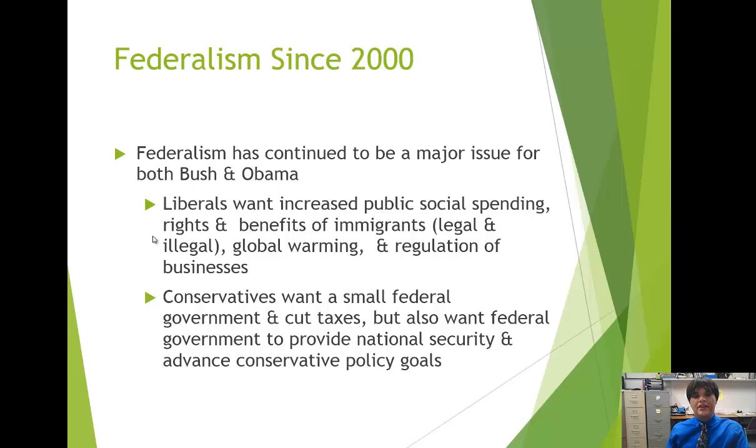But that being said, conservatives also want the federal government to promote their goals. They want the federal government to cut taxes, but also help out with spending on things that are important to them, such as national security and conservative social policy goals. They want the federal government to step in and define traditional marriage, and they also want the federal government to step in and outlaw abortion and things like that. So federalism is very important, whether you're liberal or conservative.